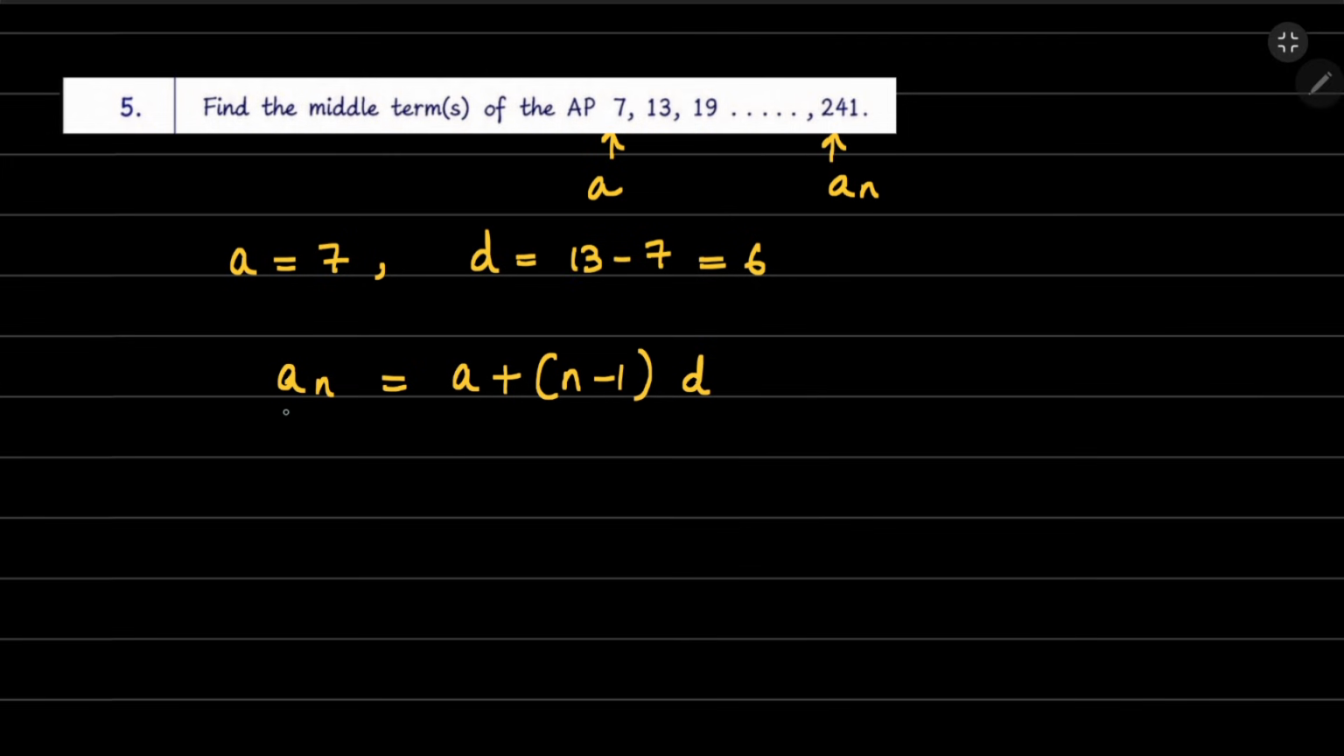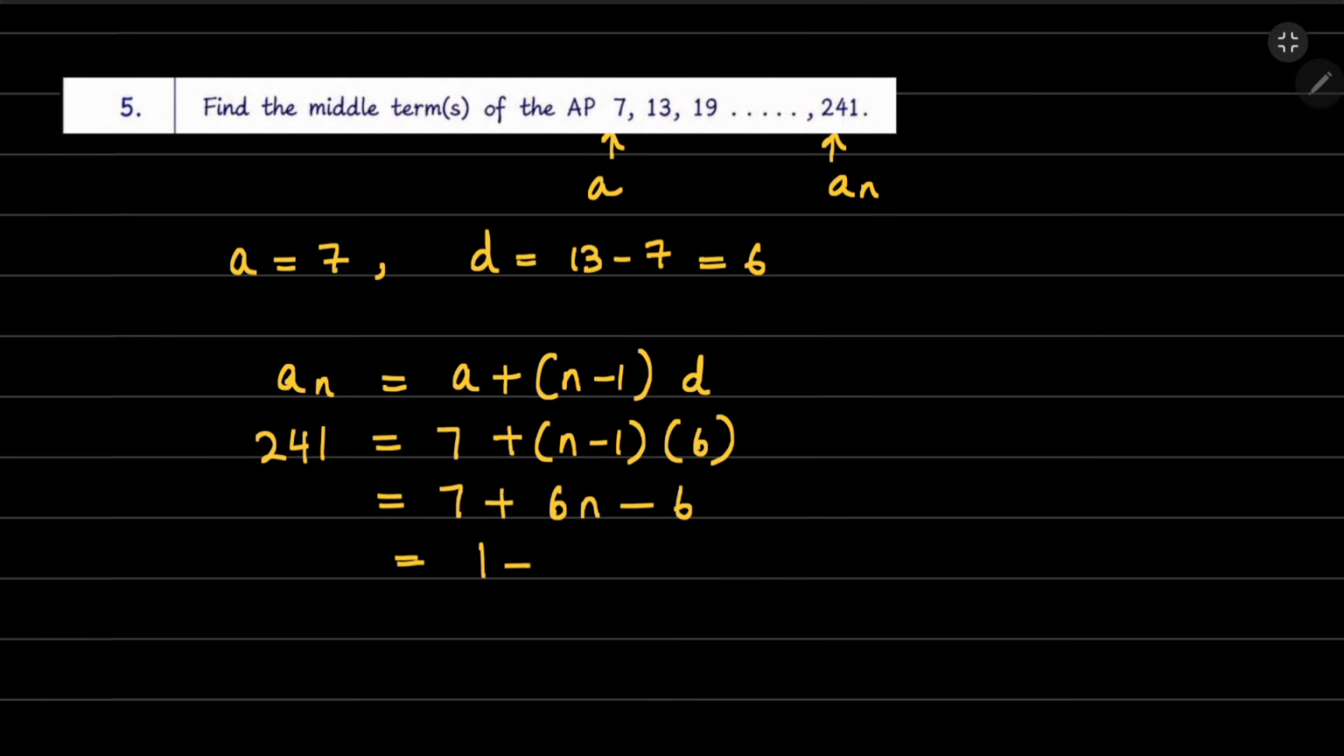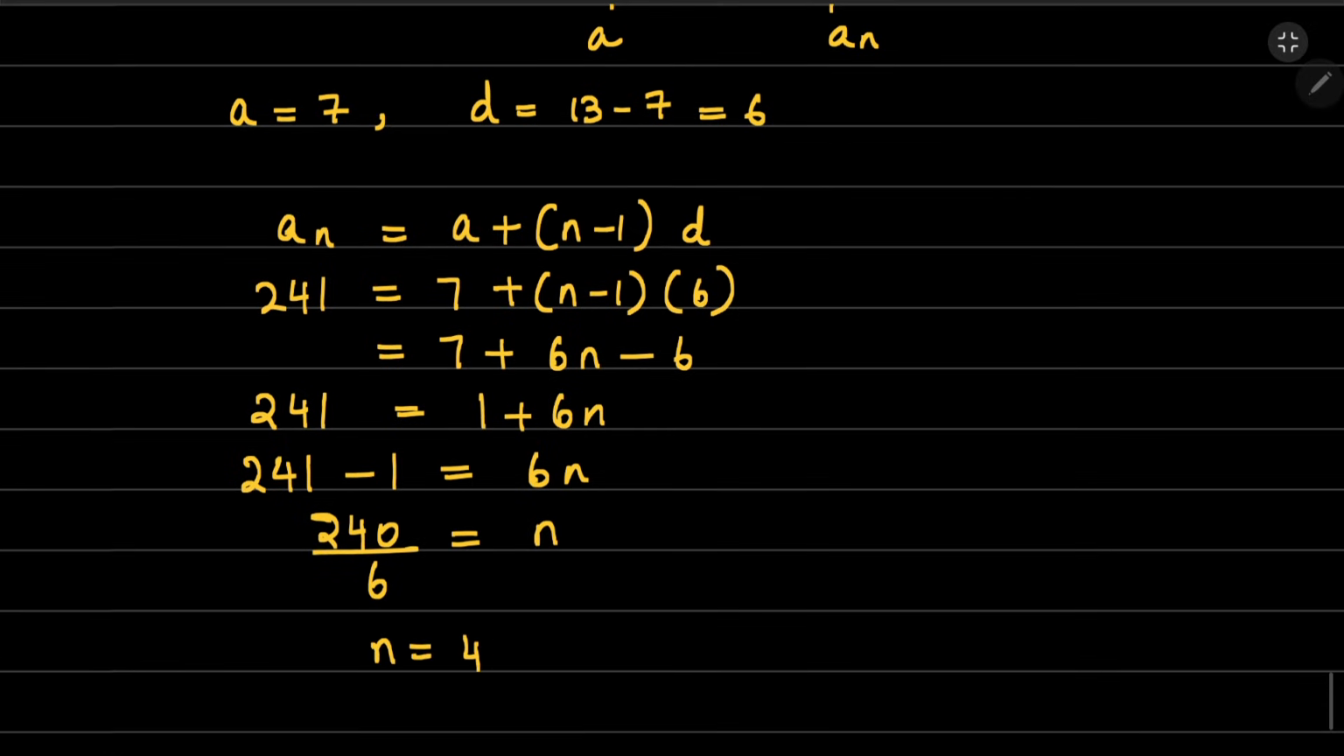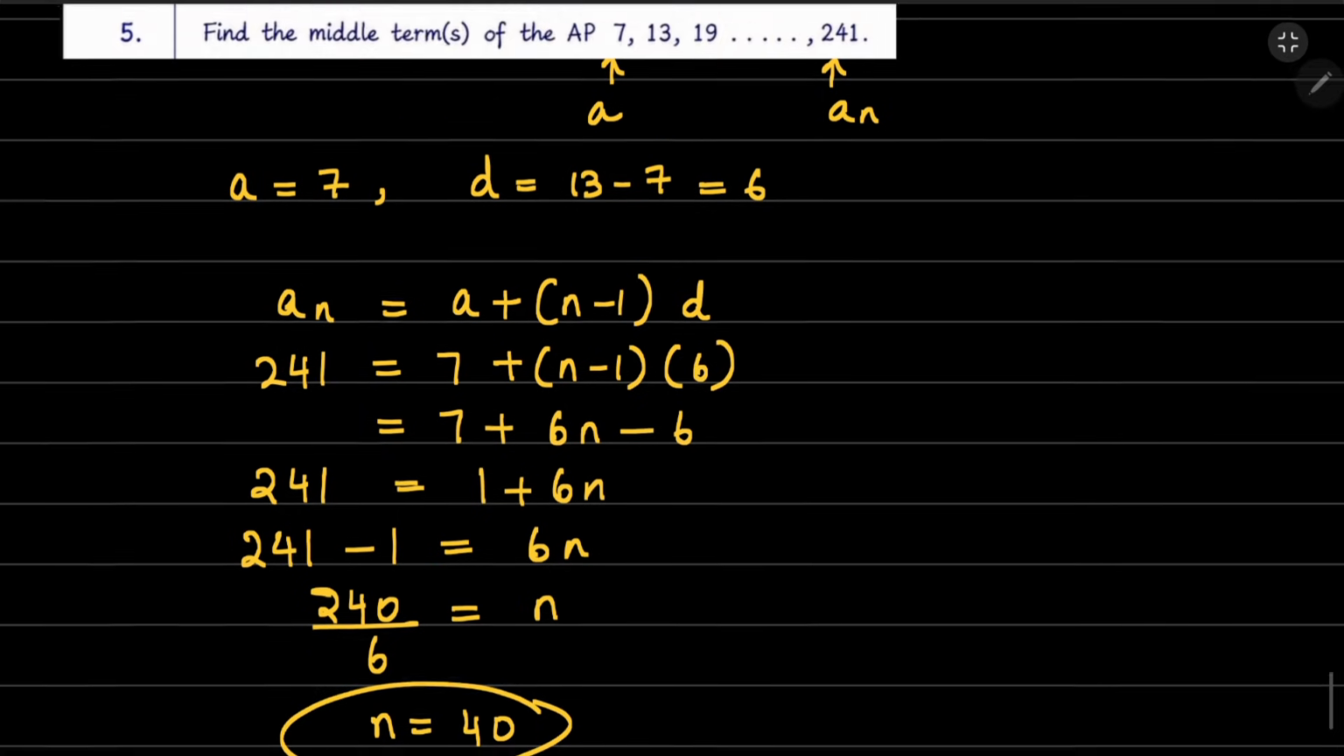Let's calculate N. AN is nothing but 241, which is equal to A, 7, plus N minus 1 into D, which is 6. So when you expand it, 6N minus 6. 7 minus 6 is 1. Plus 6N is equal to 241. So 241 minus 1 is equal to 6N. 240 divided by 6 is equal to N. So N is equal to 40. Right?